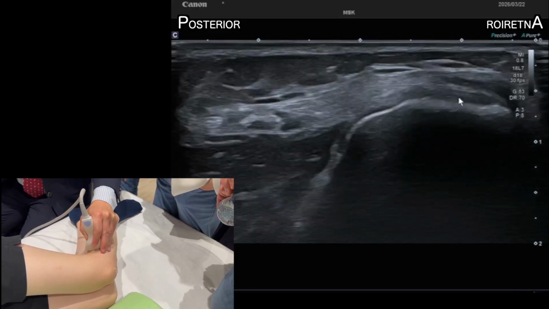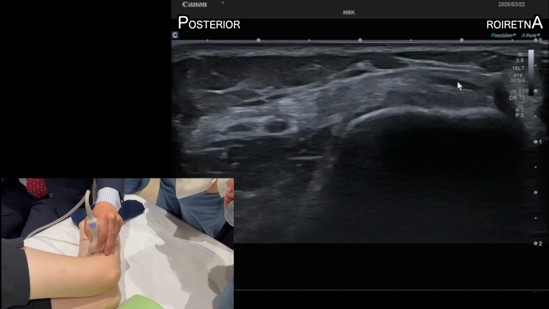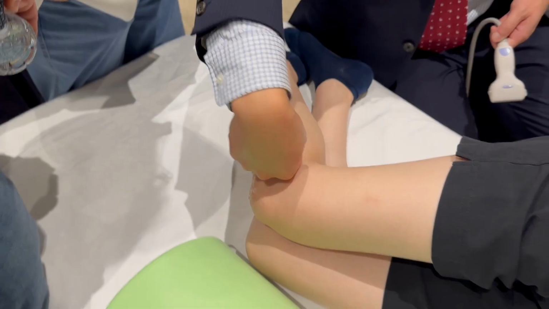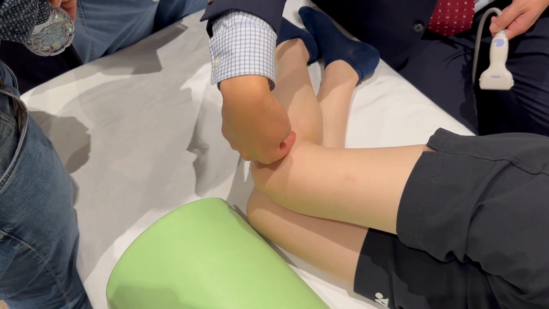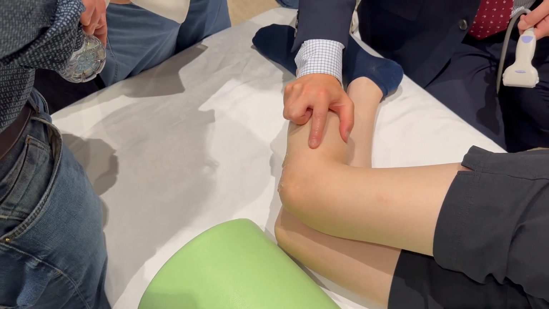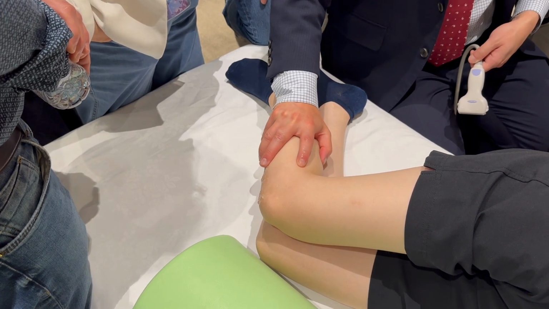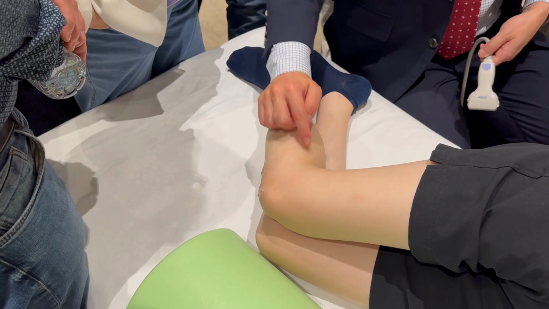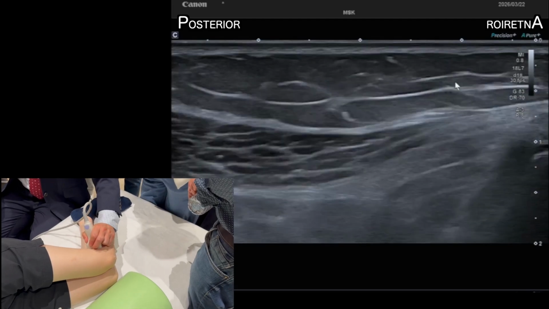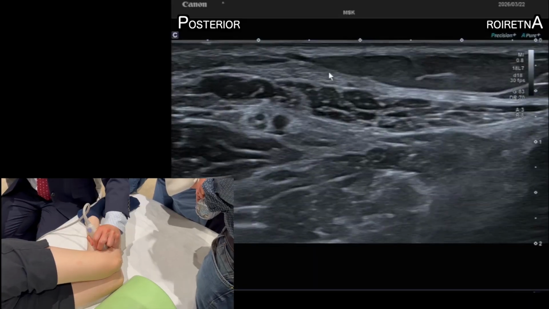See that? Here. You see it? So basically the LCL comes anterior to posterior this way. Biceps femoris starts here, crosses this way. So by the time it gets to the fibular head, biceps femoris anterior, LCL posterior. So it's like this. Okay?